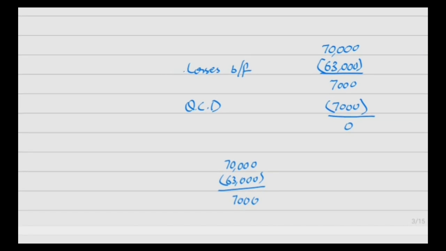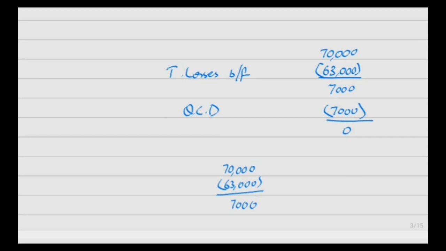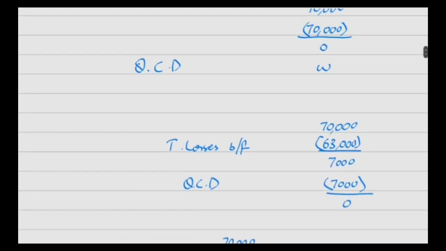Sorry, these are trading losses, not capital losses. Trading losses are brought forward of 63,000 in order to consider that we have enough QCD profit available to set off QCD.